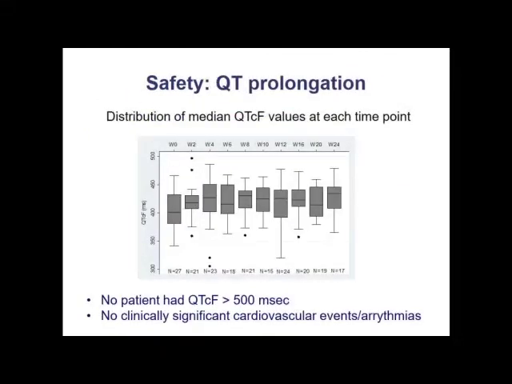Now to the QT prolongation. So this shows the distribution of the median QTcF at each time point. At baseline, the median QT was 401. At 2 months, it was 430, and at 6 months, it was 434. As you can see, no patient had over 500 milliseconds, and there were no clinically significant cardiovascular events or arrhythmias.